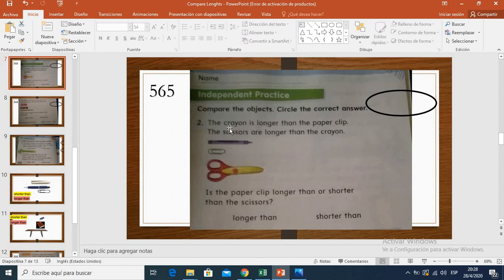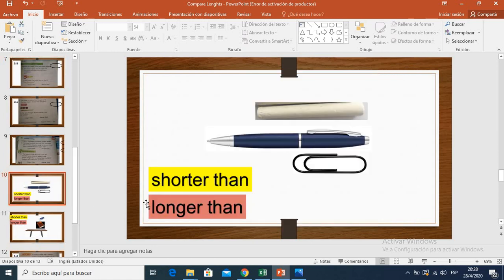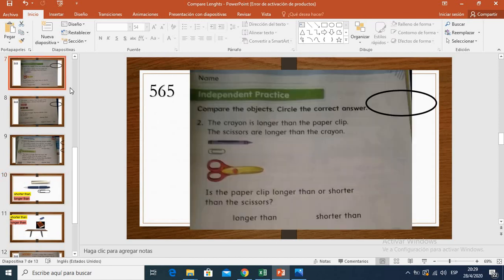This is the first exercise. Exercise number 2 says, compare the objects. Circle the correct answer. Remember, we're going to circle the words shorter than and longer than. I'm going to read the sentences for you. Listen. The crayon is longer than the paper clip. Okay, we have three objects here. This is a crayon, this is a paper clip, and this is a scissor. The crayon is longer than the paper clip. Is it true? Yes, it is true.